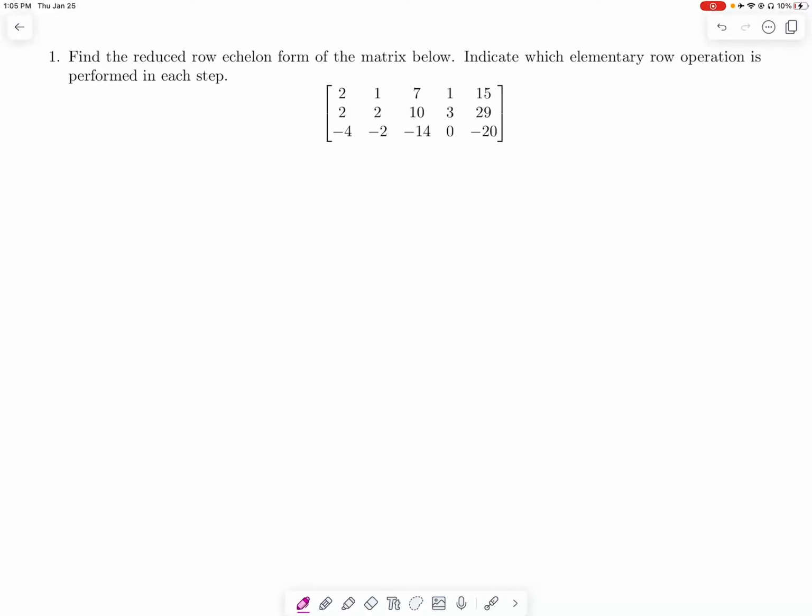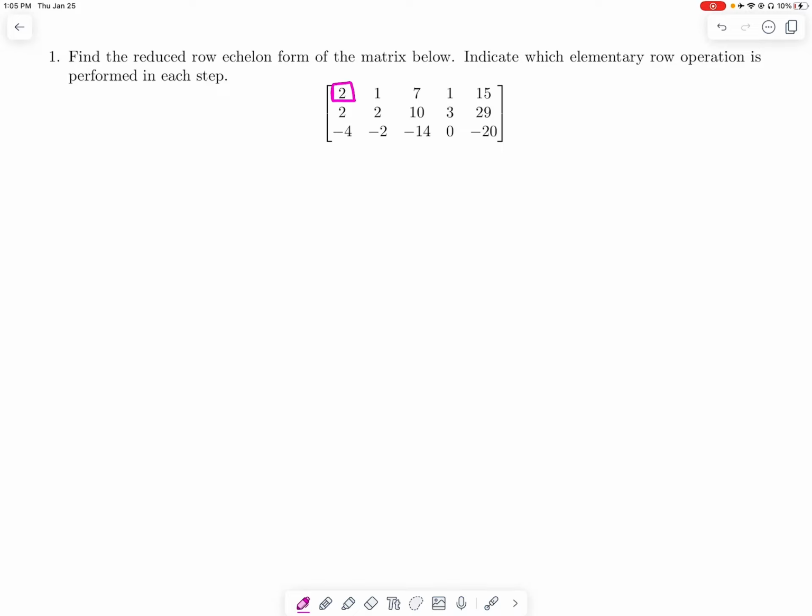Let's find the reduced row echelon form of this matrix. The first step we need to do is to get zeros below, right? So we're going to first get our matrix into echelon form, and then after we do that, we put it into the reduced echelon form. So I need to find my first pivot location.